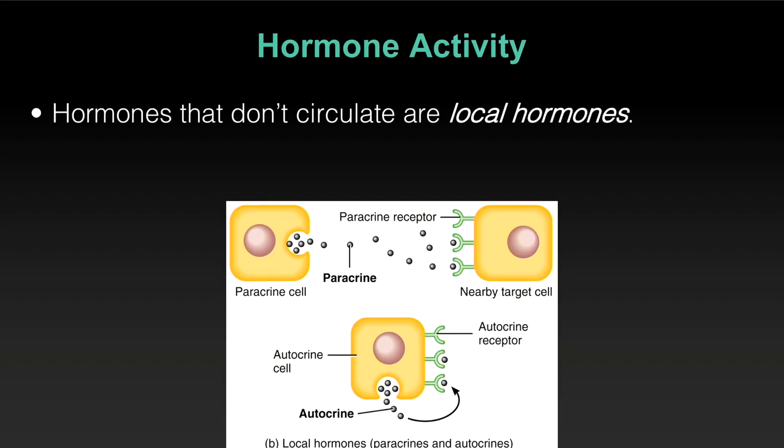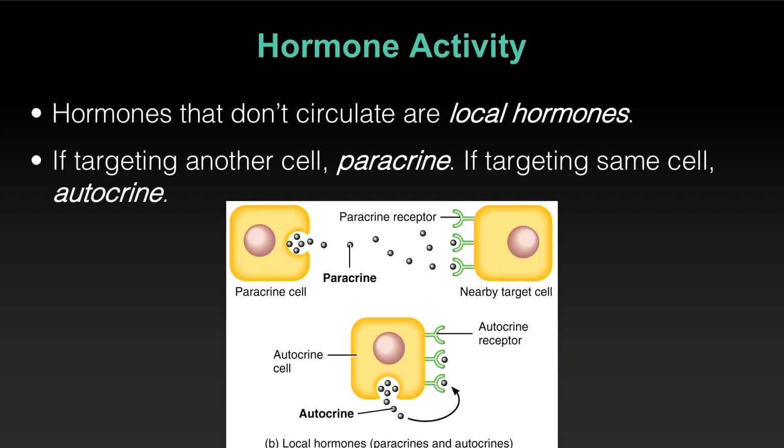Stomach cells secreting stomach acid does this. So hormones that don't enter the circulation are called local. And depending on their actions, whether they activate a different unique cell, they're called paracrine. And if they activate the same cell, if they self-regulate, they're autocrine hormones.